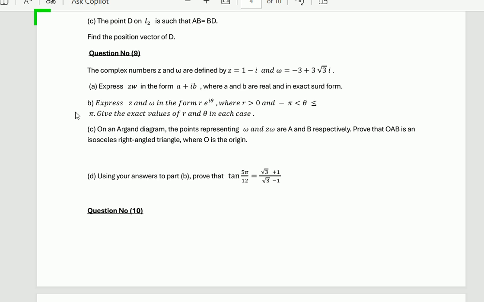Part B, express z and omega in the form r e to the power i theta, where r is greater than 0 and minus pi is less than theta, less than pi. Give the exact values of r and theta in each case.